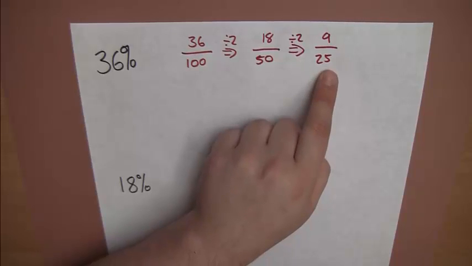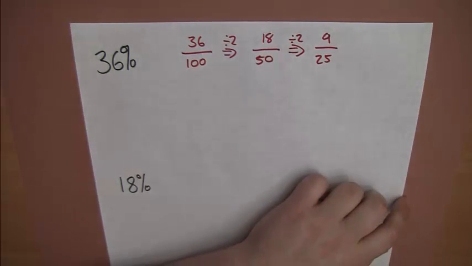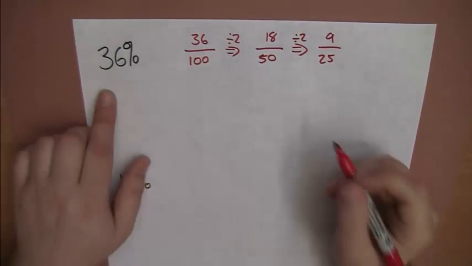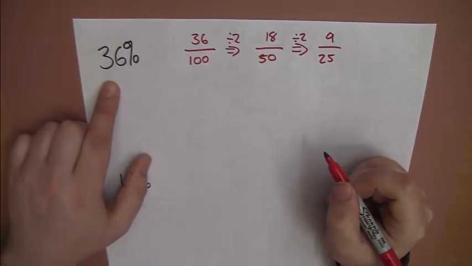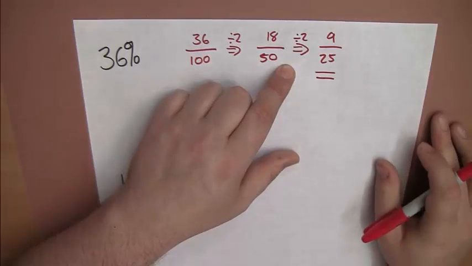Because I know that goes into 25. No, that doesn't work. I think that's it. I can't divide 9 and 25 by any other numbers. So, 36% as a fraction simplified is 9 over 25.